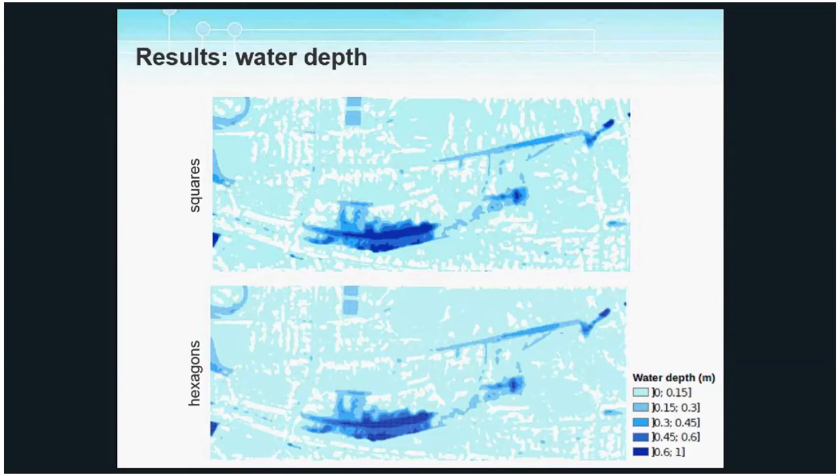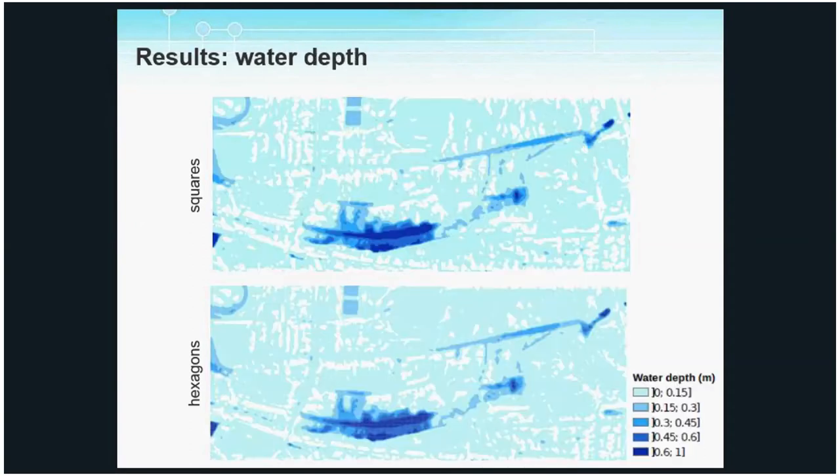Also the same for the water depth, squares on top, hexagons on the bottom of the slide. And here also the results are very, very similar. You might notice some difference in colors, and it's because of the rendering of the figures. The hexagons have a different type of rendering than the squares. But if we analyze cell by cell, the results are pretty much the same.